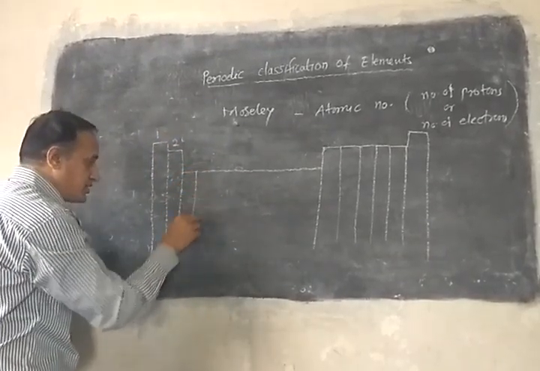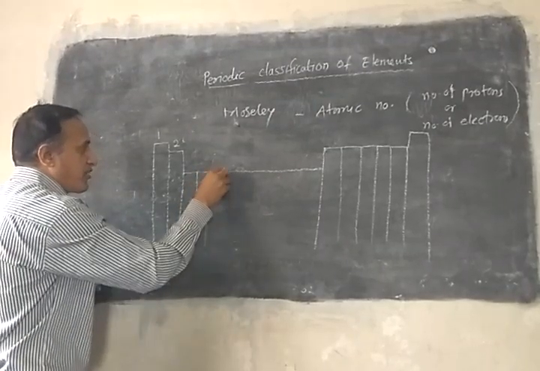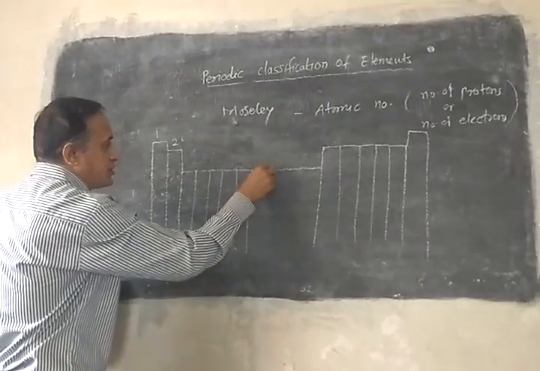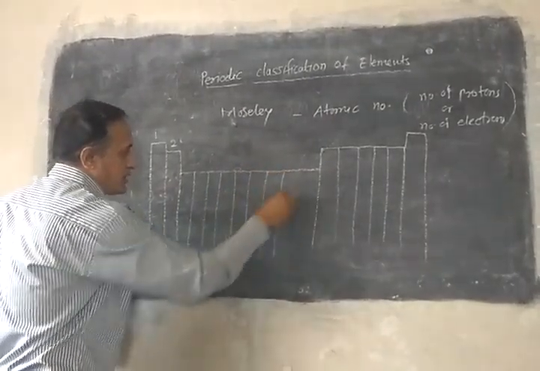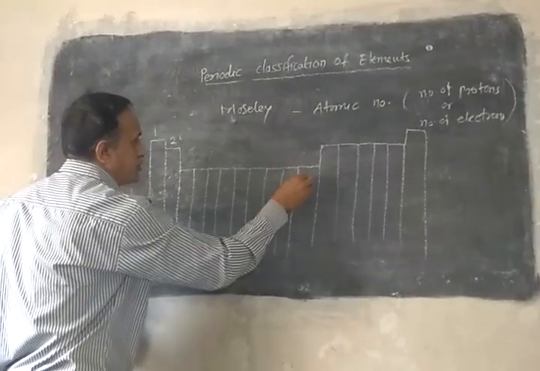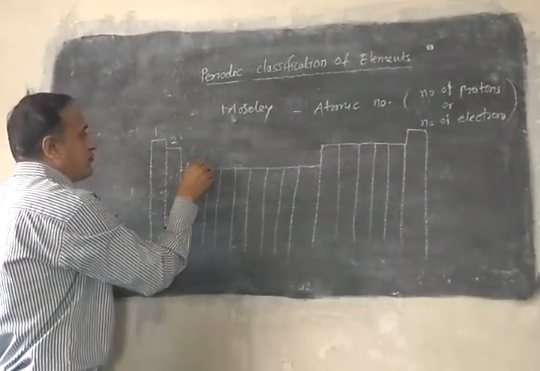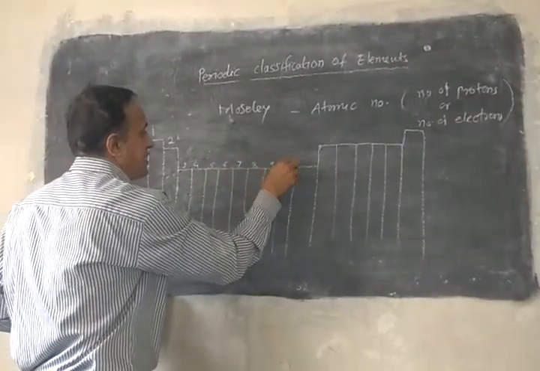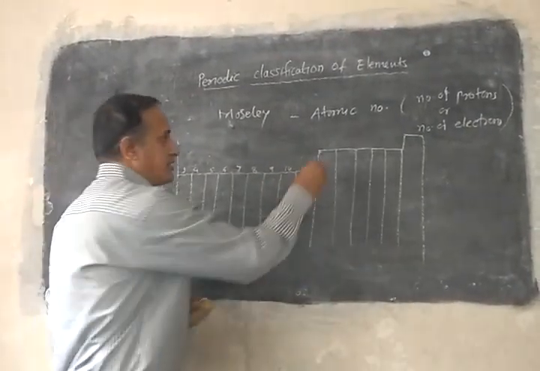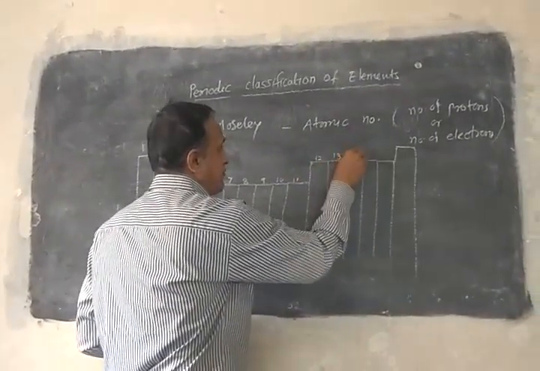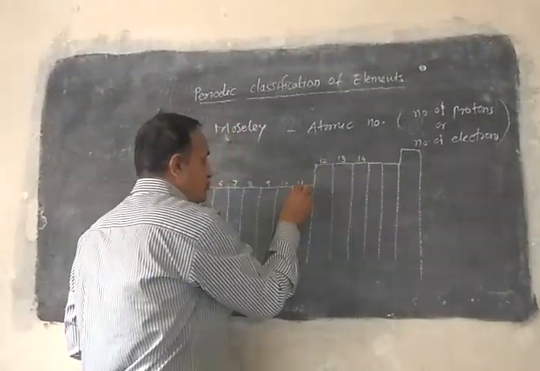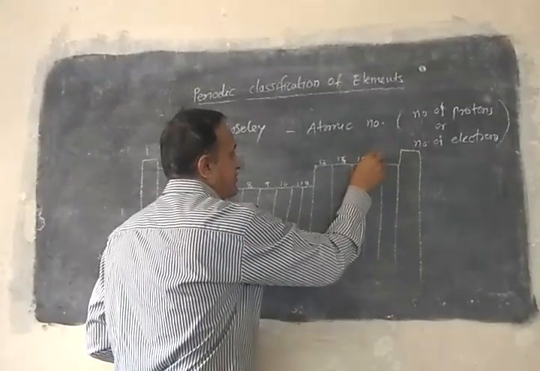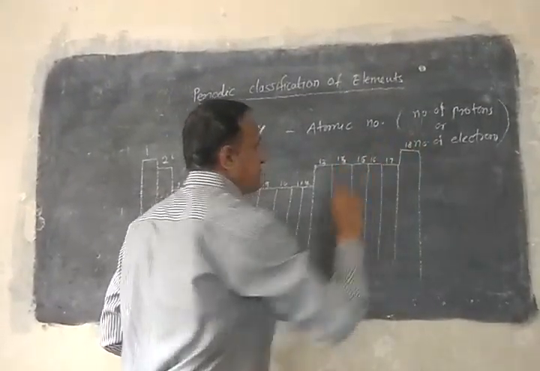Here is the third group, fourth group, fifth group, sixth group, seventh group, eighth group, ninth group, 10th group, 11th group. Then here, 12, and here 13, 14, 15, 16, 17 and 18.